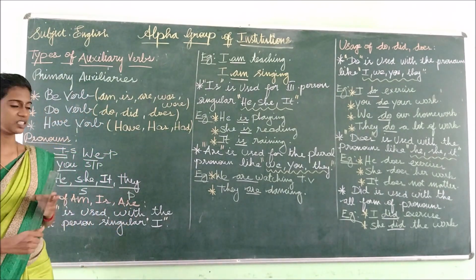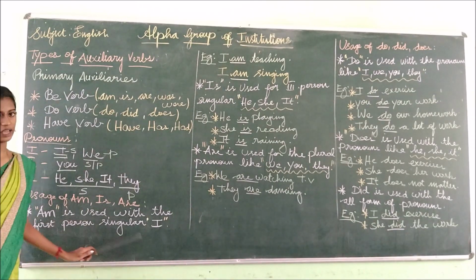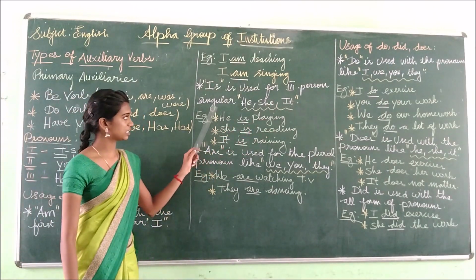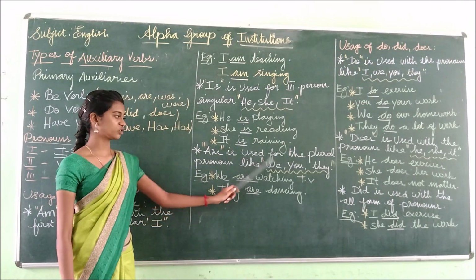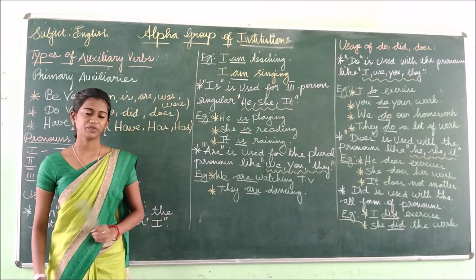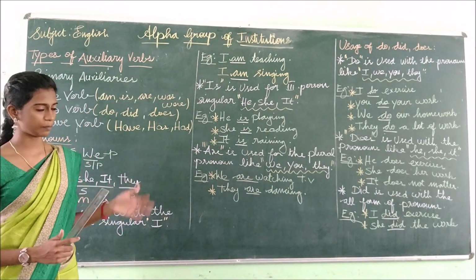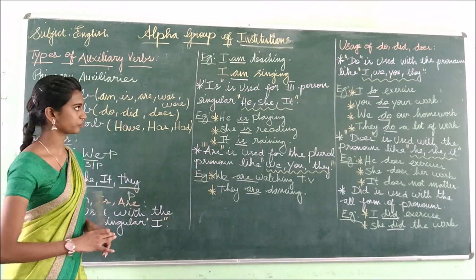Shall we see from first? We have to use am for the first person singular I, is for third person singular he, she, it, and are for the plural pronouns like we, you, and they. And was and were should be used for the past form. These are all the present form, and was and were are the past form.